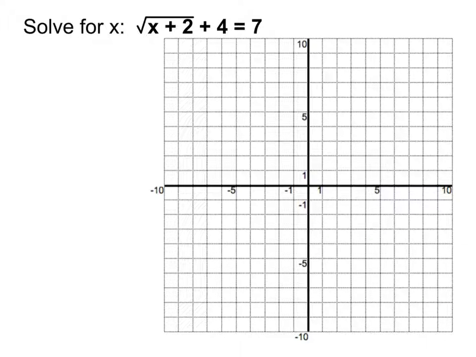Now, in order to do this, remember I take the two sides of the equation as separate equations unto themselves. So I'm going to take that square root of x plus 2 plus 4. That's one equation. It's y equals that. Notice, by doing that, I made it into something I can graph. And the right side, the equals 7, that's just y equals 7. Hence why we started the class practicing those horizontal line graphs, because it's going to keep coming up a lot.